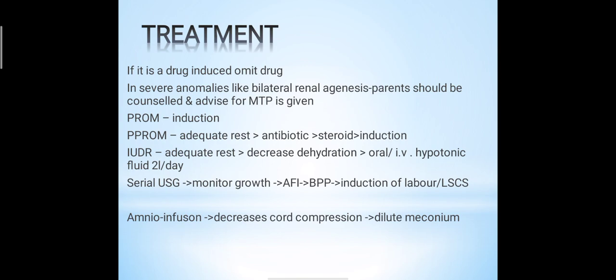Generally betamethasone 12 milligram is given for 2 doses 24 hours apart. After 48 hours, induction is to be done. Intrauterine growth retardation: adequate rest is given, and it increases dehydration. Our patient is advised to take oral fluid. If the patient is not able to take oral fluid, then IV hypotonic fluid 2 liters per day is given.